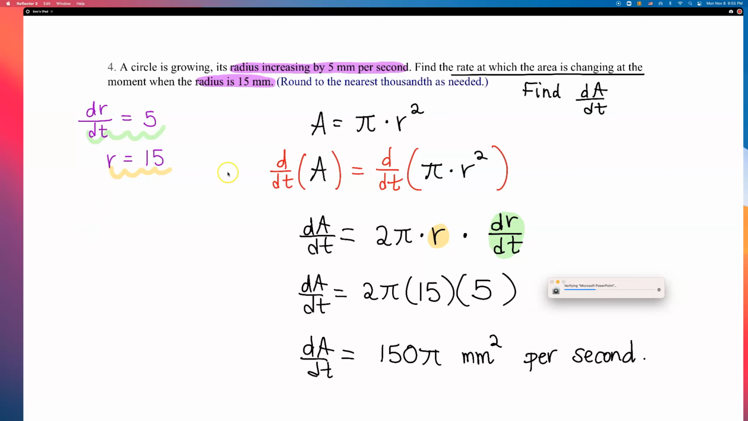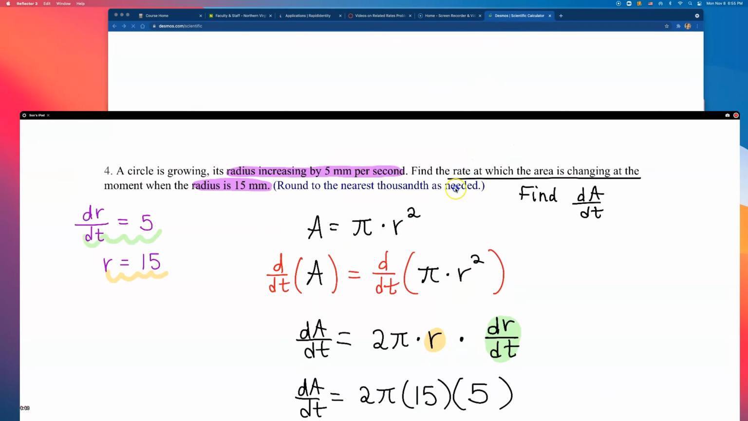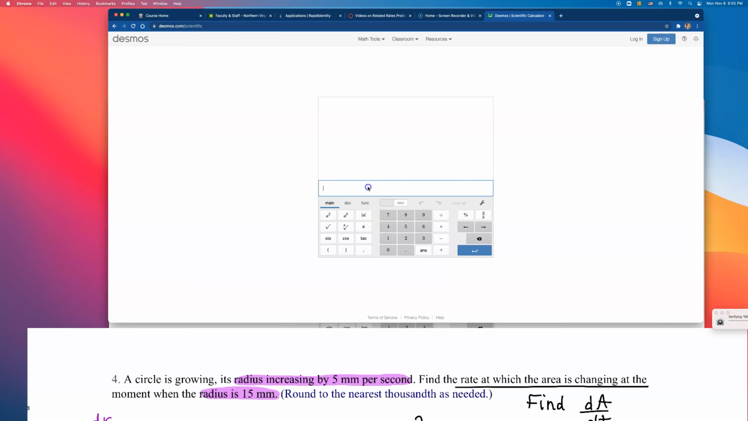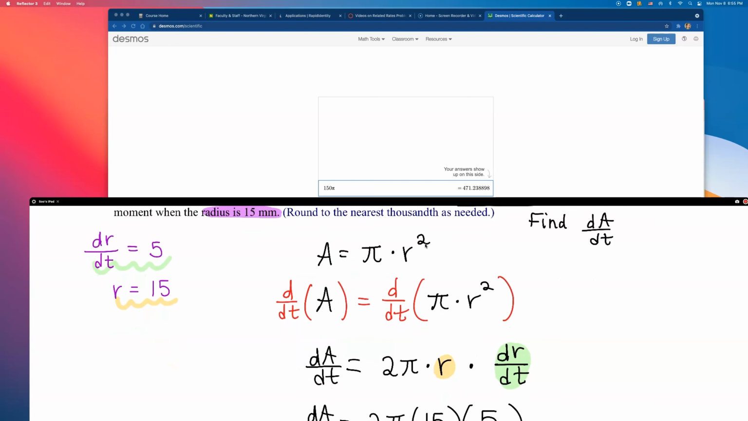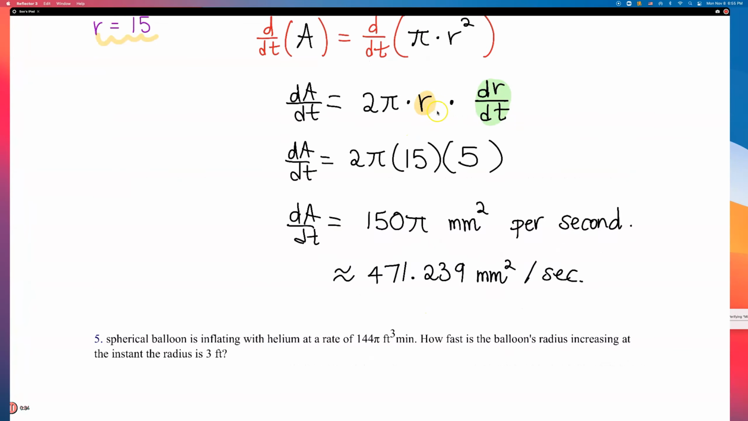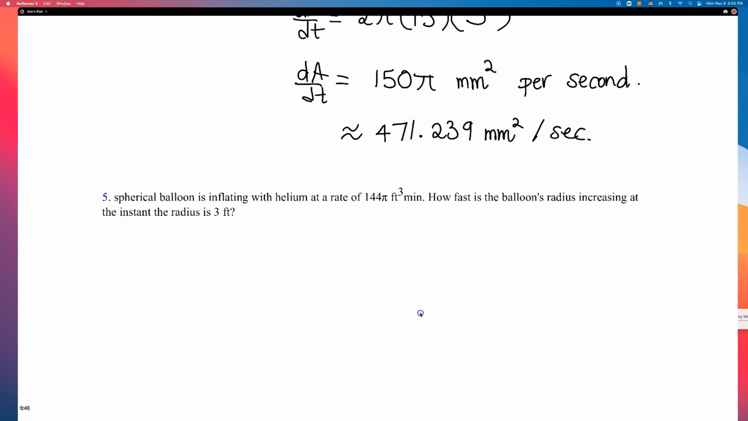I just realized that for the last problem, I never got the decimal because it says round to the nearest thousandth as needed. So let me go ahead and figure out what that 150 pi is in decimal. 150 pi is, and they wanted the thousandth decimal place, right? So that's approximately 471.239 square millimeters per second. So when you type this into MATLAB, you're going to have to remember to give them the decimal instead of the exact number, okay?